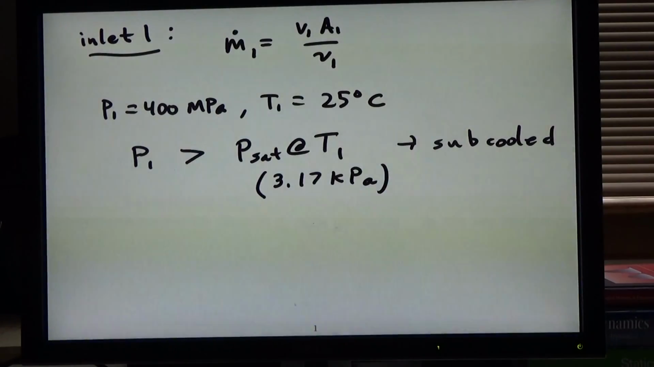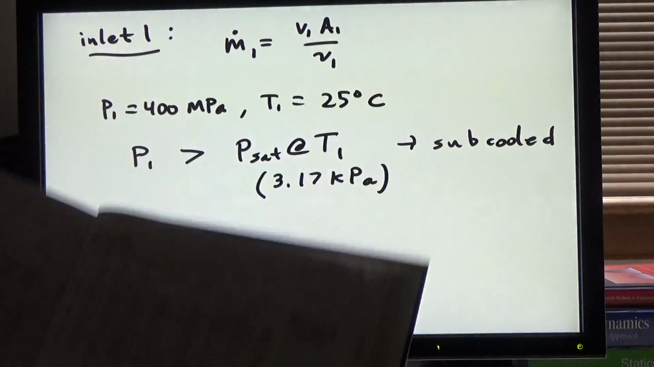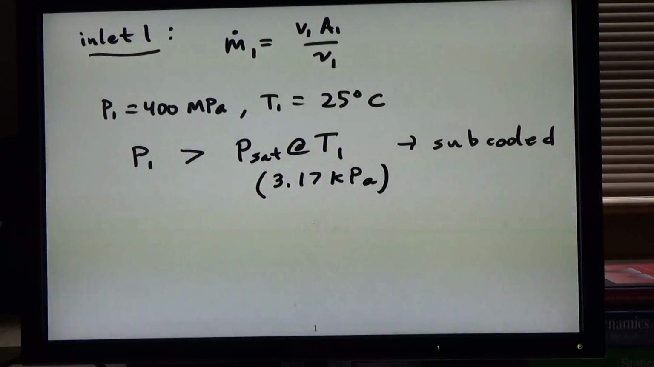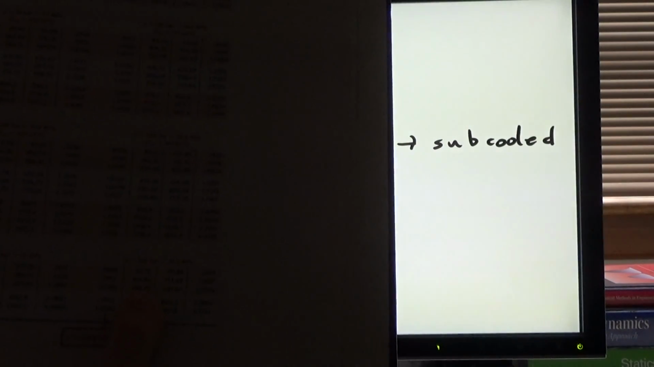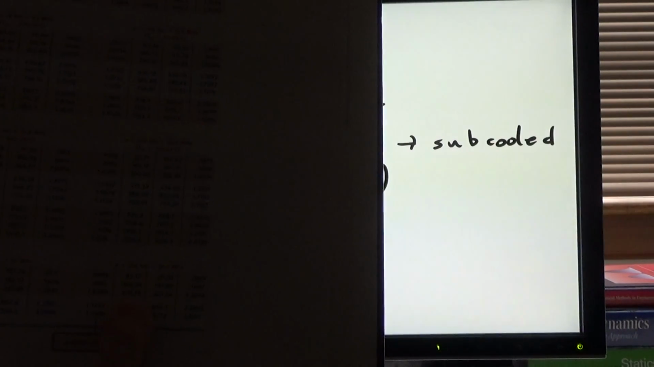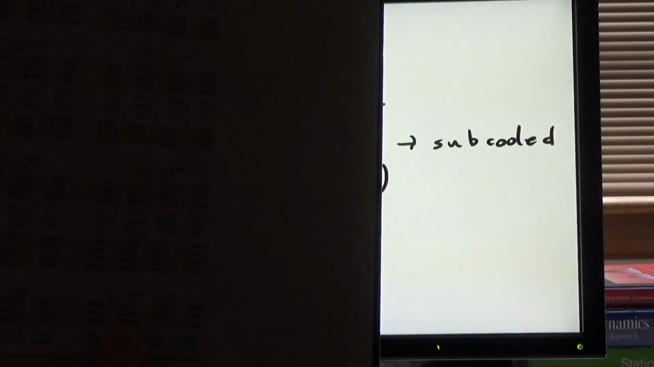So I'm trying to thumb back through the end of the book until I get to table A5. That's the properties of compressed liquid water table. And then in table A5, I try to find pressure equal to 400 megapascal or 4,000 bar, and the highest that I see in my book is actually pressure equal to 300 bar or 30 megapascal. So even though we have a high pressure, it's still not in the compressed liquid water tables.